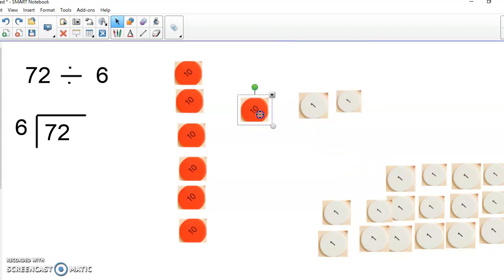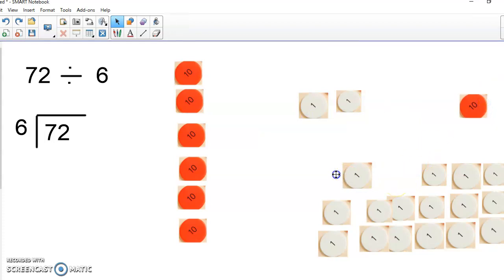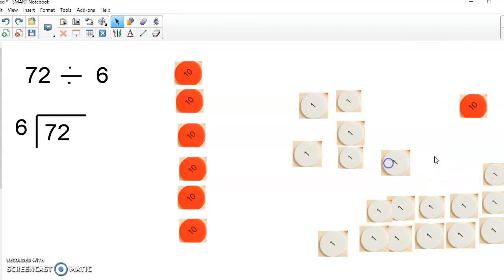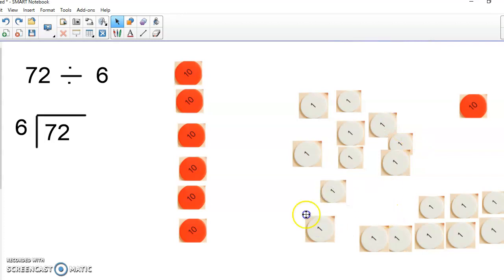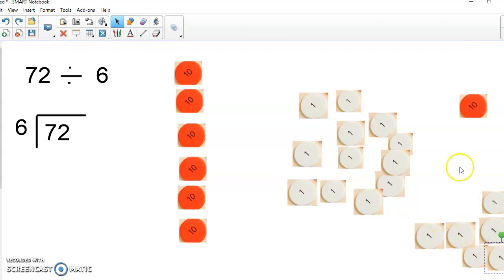But what am I going to do with this ten? Because I can't put it here because I only need 6 rows. So you need to explain to the children that they need to exchange the ten into ones. So what I'm going to do is exchange this ten into ones. So I'm going to have 1, 2, 3, 4, 5, 6, 7, 8, 9, 10. So this is all I need. The rest I don't need, so I'm just going to take them off.